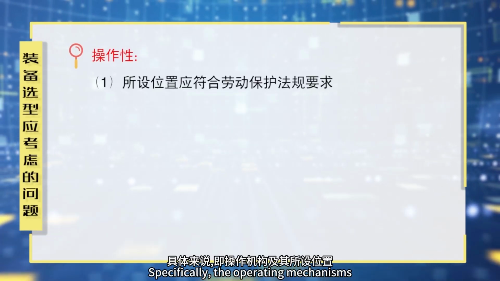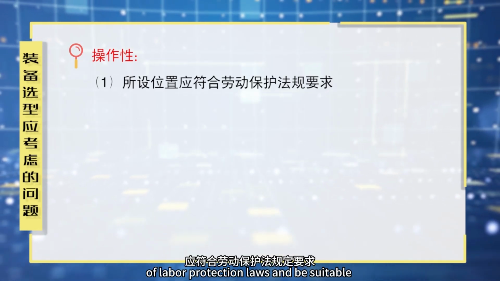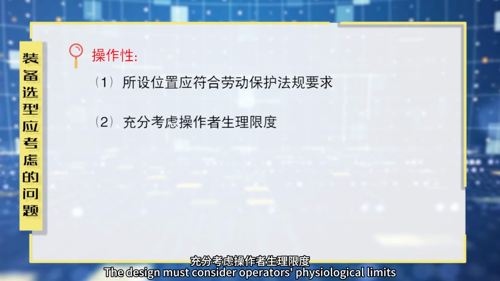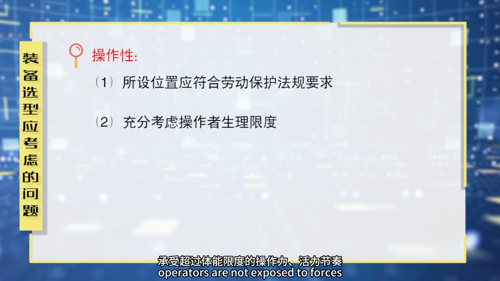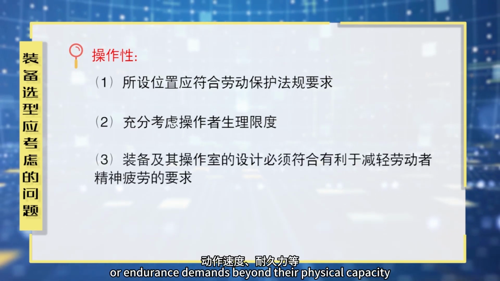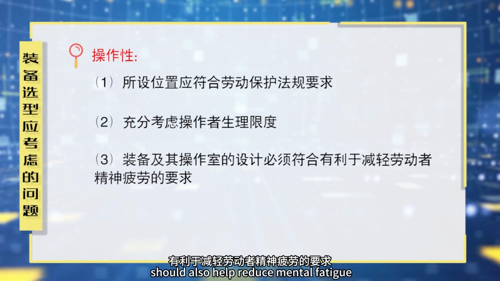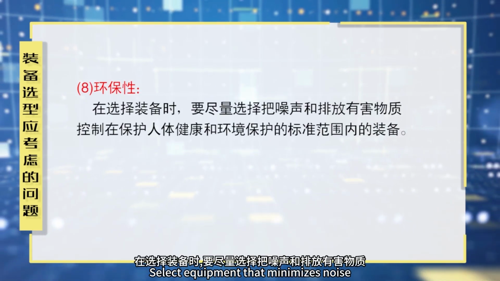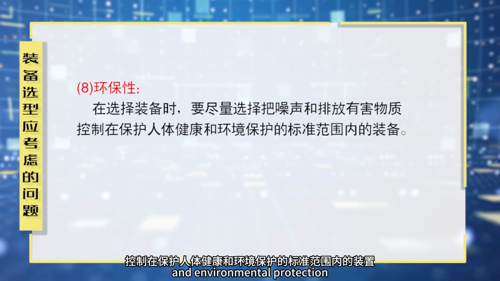Specifically, the operating mechanisms and their positions should comply with the requirements of labor protection laws and be suitable for operators of average body size. The design must consider operators' physiological limits. It must ensure that, within legally allowed working hours, operators are not exposed to forces, work rhythms, movement speeds, or endurance demands beyond their physical capacity. The equipment and its operational design should also help reduce mental fatigue. Eighth, environmental protection. Select equipment that minimizes noise and harmful emissions, meeting standards for health and environmental protection.